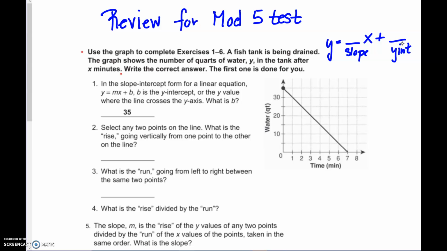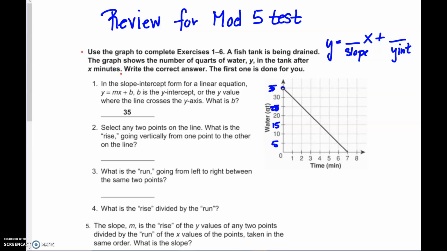All right, in here, step 1, in the slope-intercept y equation, what is b? Where does the line cross the y-axis? And we can see right here, they're counting by 5: 10, 15, 20, 25, 30, and 35. So we can see that that y-intercept is 35.